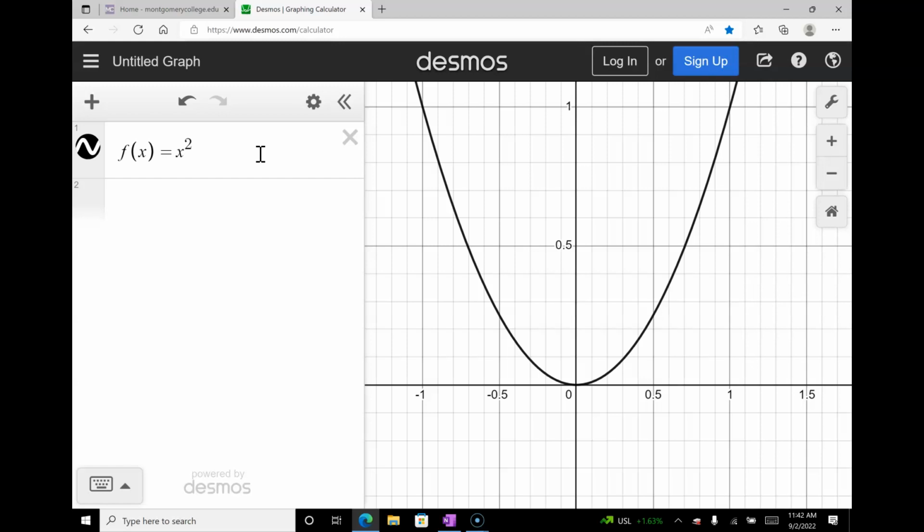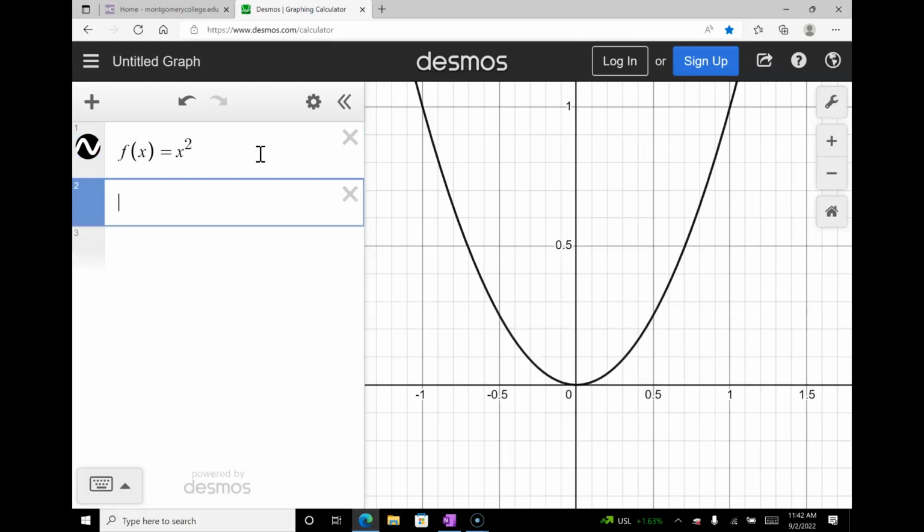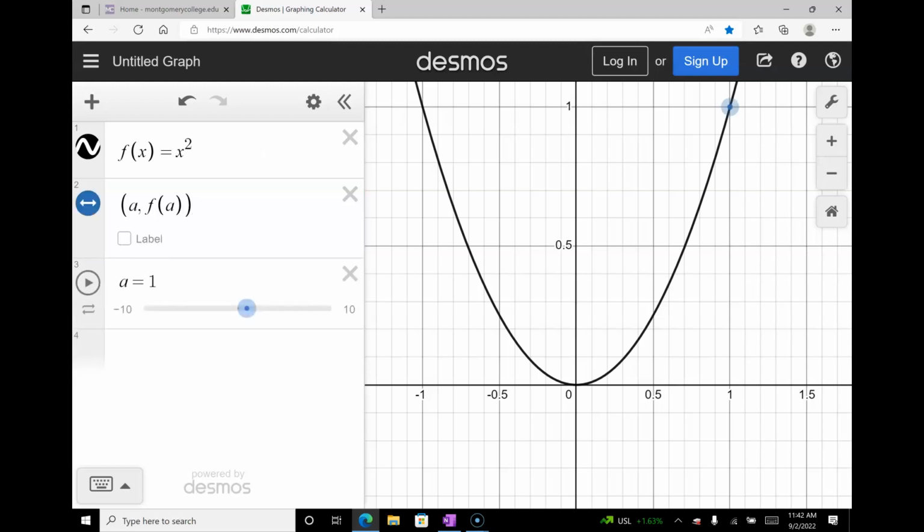I want to put two arbitrary points up there. I can't use x because Desmos understands that as a variable. So I can use any other letter I want. Well, not e, not pi, kind of thing. But I'm going to use a. So a comma f of a, with a slider a. I click on that to make it a slider. And now I can either move the point myself with a mouse, or I can move the slider to move that point on my curve.